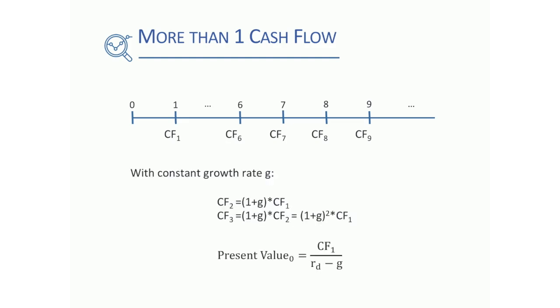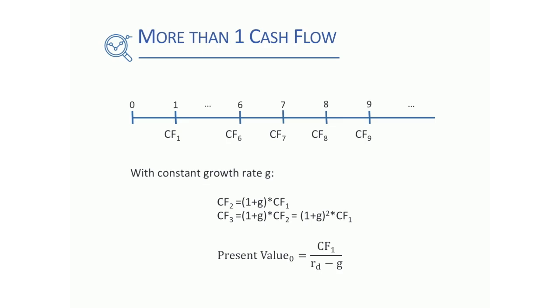So what this means is cash flow 2 will be 1 plus the growth rate times cash flow 1. Cash flow 3 will be 1 plus that growth rate that you've chosen times cash flow 2. But you see that that is just 1 plus the growth rate squared, so that's compounding 2 times the first cash flow you started with. And this will keep going so that cash flow 6 will be 1 plus the growth rate to the power of 5 times cash flow 1.